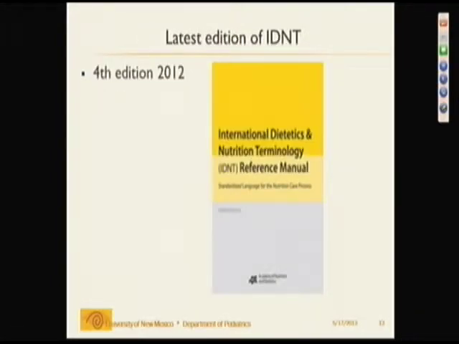So here's a picture, latest edition of the International Dietetics and Nutrition Terminology Reference Manual. This is the 4th edition. Seems like every couple of years we've been getting a new version. The one thing about this particular version is that it incorporates now all terminology for not only assessment, diagnosis, and intervention, as well as monitoring and evaluation. So it includes terminology for all 4 parts of the nutrition care process.